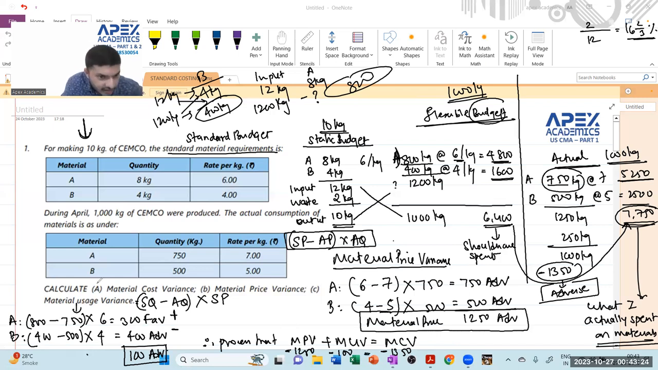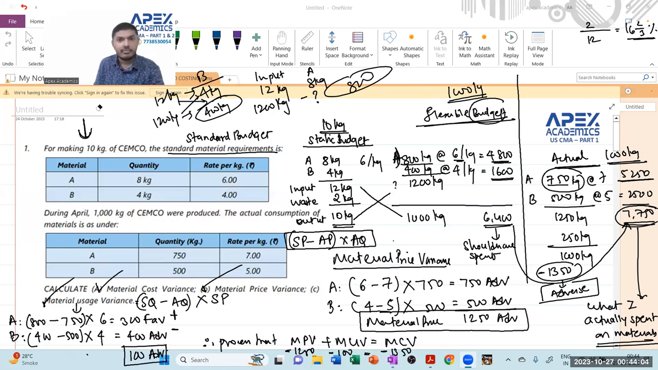I have calculated material cost, material price, material usage, and now the most awaited calculations of material mix and material yield are going to come your way. There is a doubt. The doubt is coming that the calculation is wrong. Can you speak up? Let us see. It is possible, it can be subjected to human error. Please tell me where you feel that a mistake has been made. Can you please highlight it for me? I'll check it up.